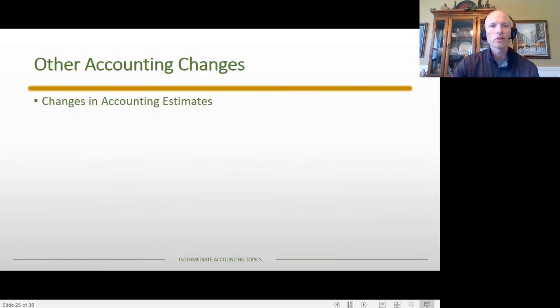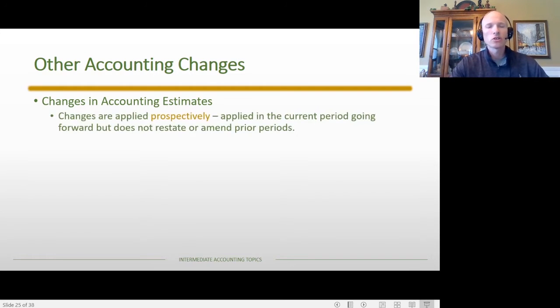All right, so now other accounting changes. Just kind of walk through some of the more, I'd say, conceptual aspects of these next two. So changes in accounting estimates, those changes are applied prospectively, meaning that I don't go back and restate anything. I don't report any cumulative effects on income or anything like that. I just basically apply the new estimate going forward. I don't amend anything.